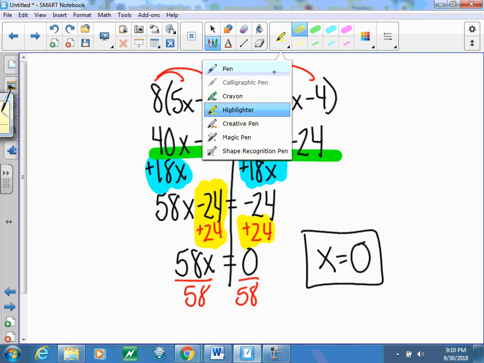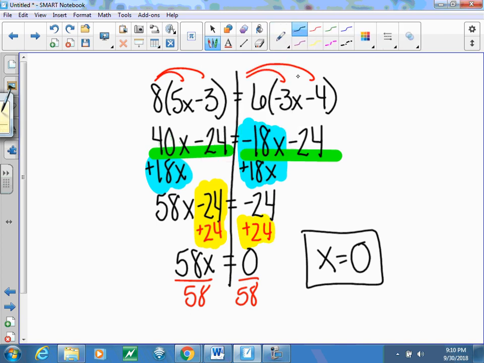Now here's where people think right away that there's no solution. When you take -24 plus 24, you get 0. Be aware that your variable is not attached to that. Your variable is over there with the 58. So -24 plus 24 is 0. That equals 58x. When I divide both sides by 58, I'm left with 0 divided by 58. 0 divided by any number is 0. And so you actually do have a solution here.